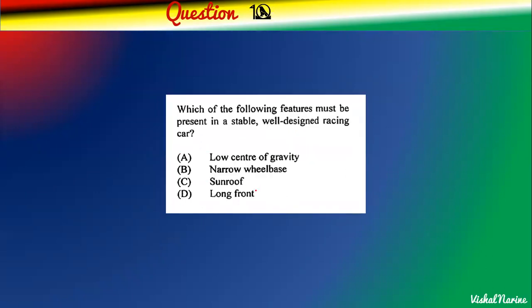Question 10. This is a repeat from the last paper that we worked. Which feature is present in a stable, well-designed racing car? But yes, so that is A. Glad that you remember the answer.